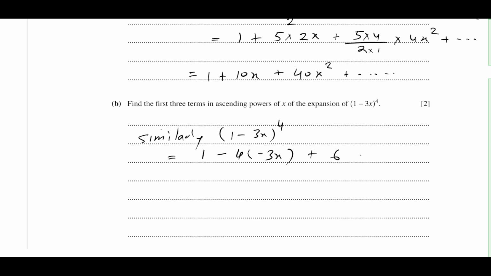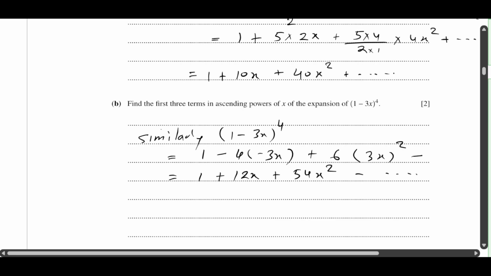6 times (3x) the whole square. Then we have minus; first positive, negative, like that it will continue. And therefore we will say that it is 1 plus 12x plus, 3 times 9 is 9, 9 times 6 is 54x square, minus dot dot dot.